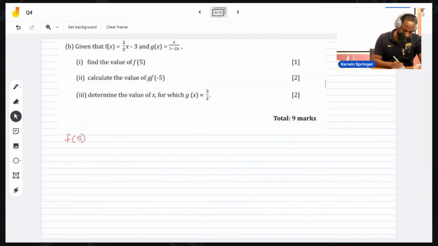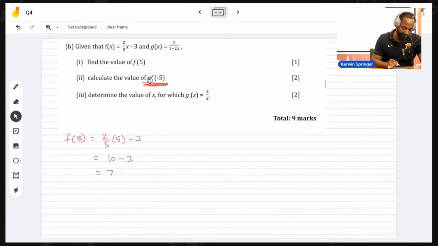So this is the last question I will do today. I'll finish off with a functions question. The value of f of 5, you have it up there, slide 15. F of 5 is equal to 2 over 5 by 5 minus 3. And cross out, so we get 10 minus 3 is 7. Simple things.